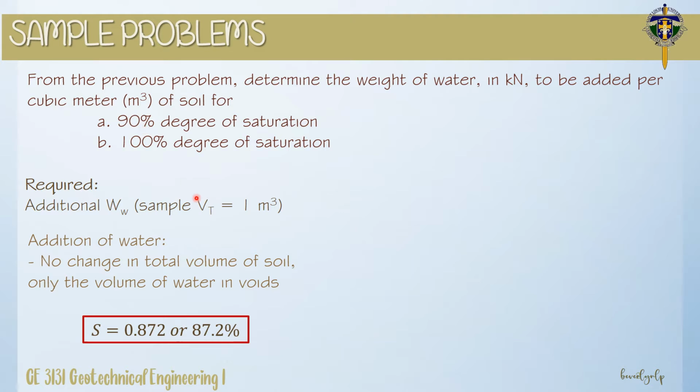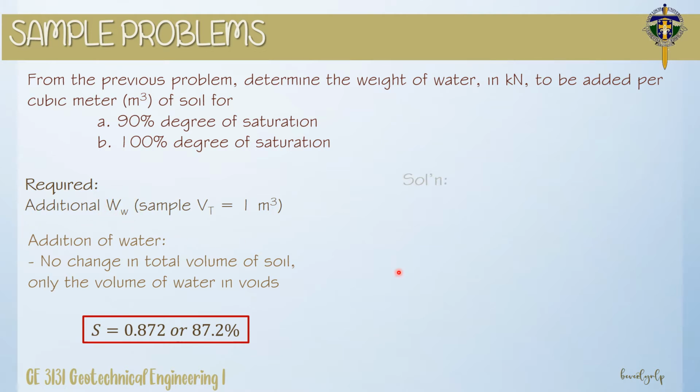Okay, so what we are going to do is to solve the weight of water for this particular situation. When S is equal to 87.2%, we will be solving the weight of water on this, and then we will also be solving the weight of water if it is 90% degree of saturation. And then from there, we subtract the weight of water on this 87.2 degree of saturation from the weight of water on this 90% degree of saturation. Then we can get the additional weight of water.